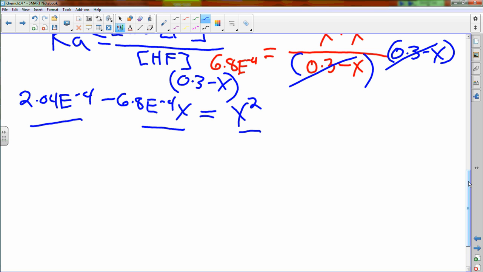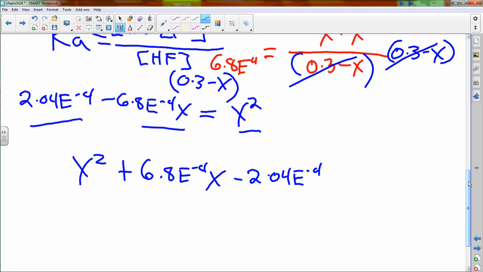Add 6.8 e to the negative 4. All right, we're going to add this to the other side, x, and we'll subtract this to the other side, 2.04 e to the negative fourth. That all equals 0.